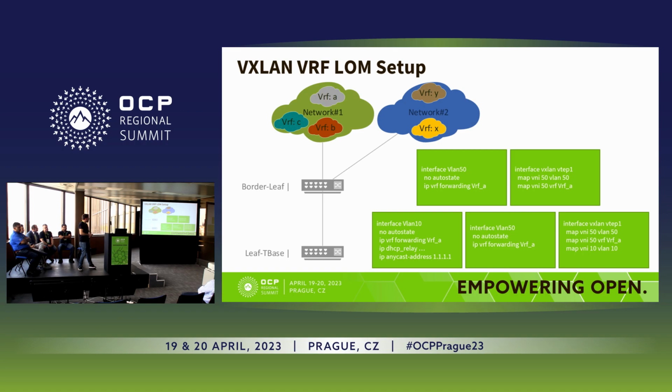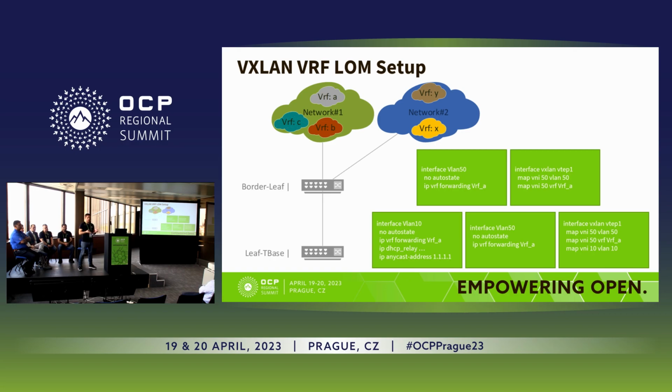If we are now going over to the last slide, you can see the border leaf configuration, which is still the same as in the previous slide. On a leaf top-of-rack switch, there is just a different configuration. You see, in addition to VLAN 50, that we have VLAN 10, for example, which is also configured to be a part of the VRF-A. We also use the command auto state here, which makes sure that the interface won't go down. It's not quite necessary, but it ensures some stability.